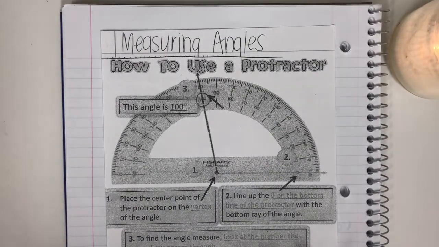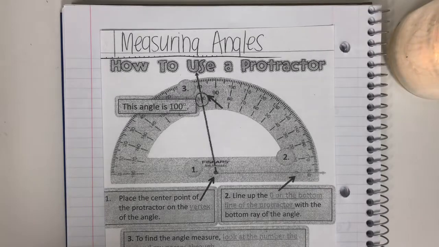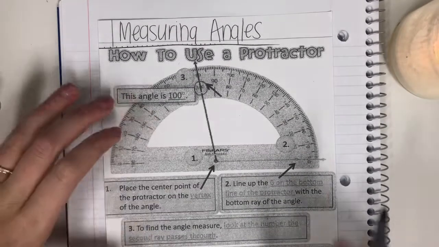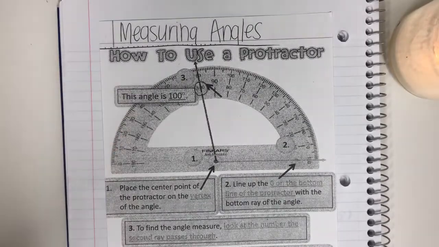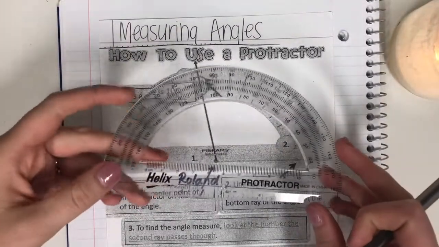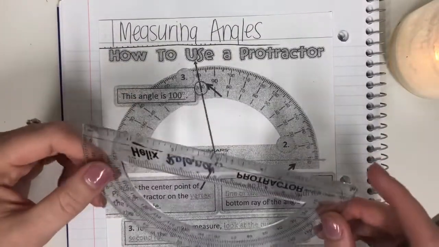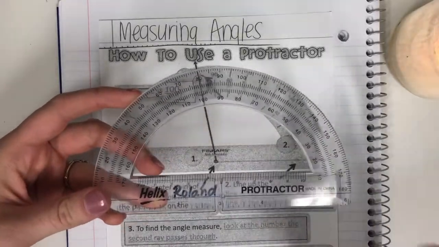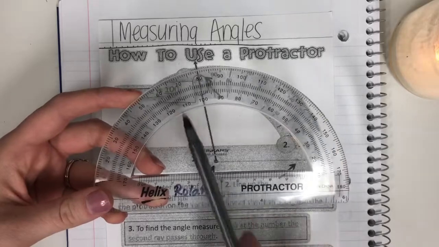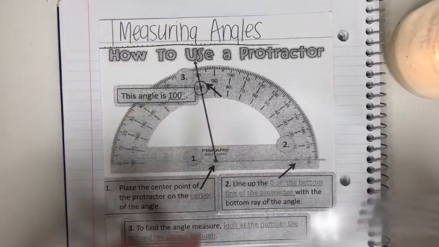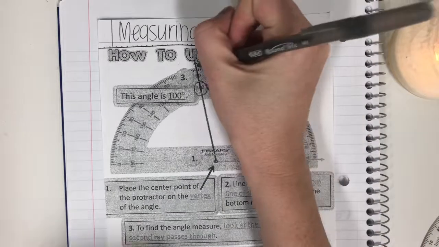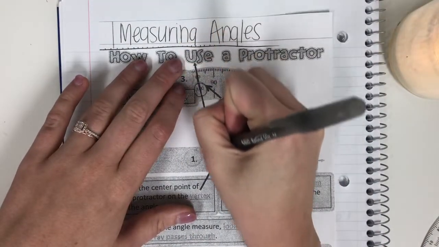Okay, so before we start, I want us to glue this little cheat sheet into our notebook. So this is pretty much how we use a protractor. This is a protractor, and you'll come home with one to practice. Essentially, it measures your angle. So you're able to line up an angle that you're given, and you're able to figure out the exact measure. So here, for example, is an angle that they have given us.